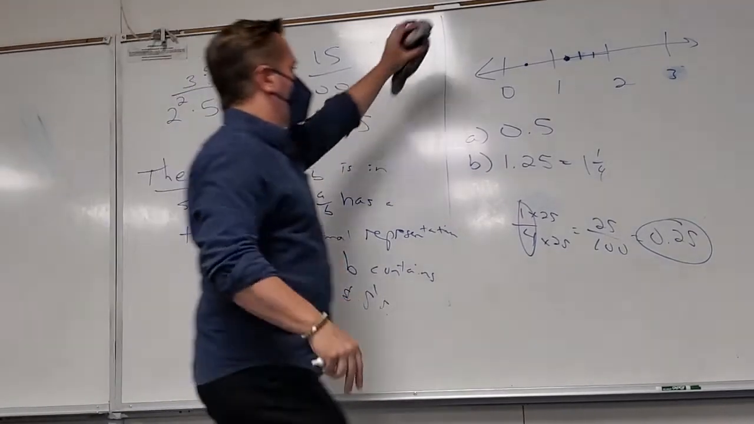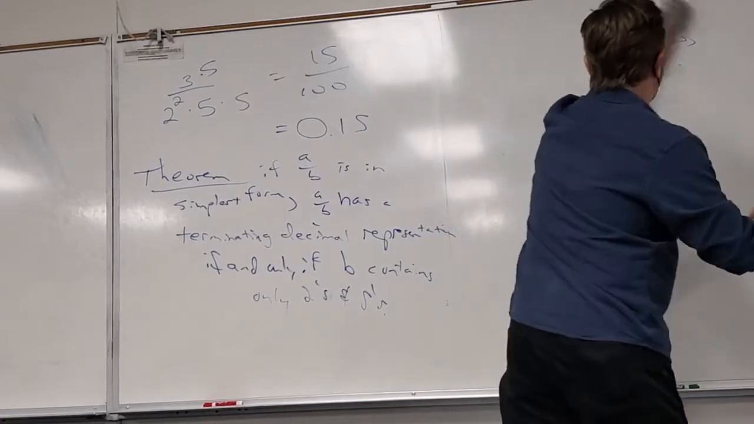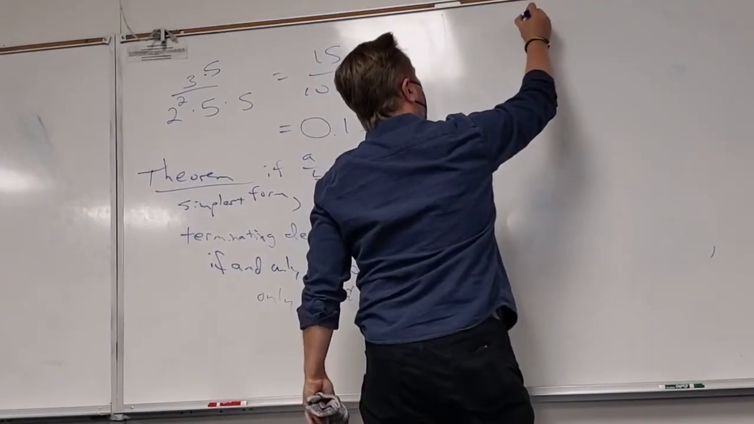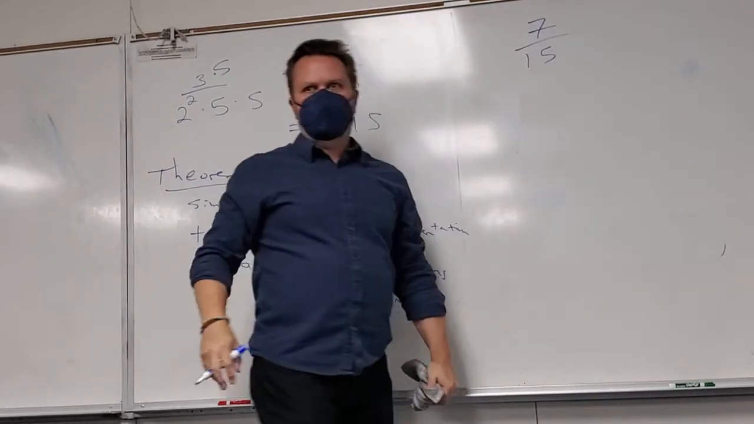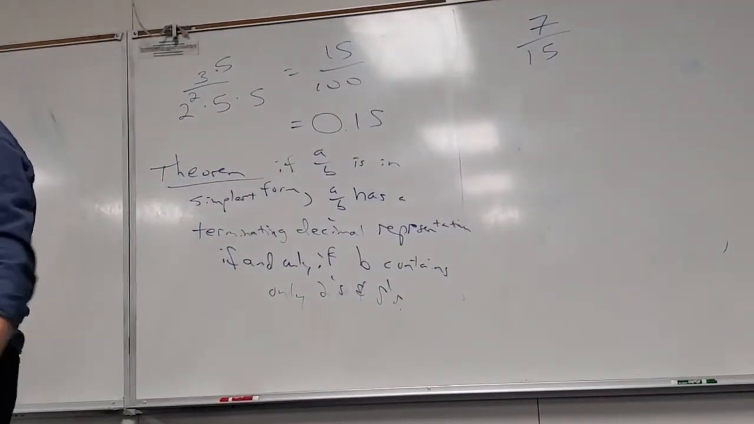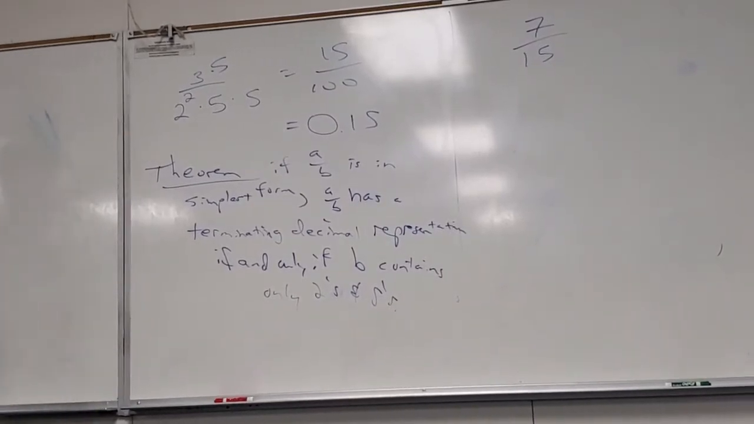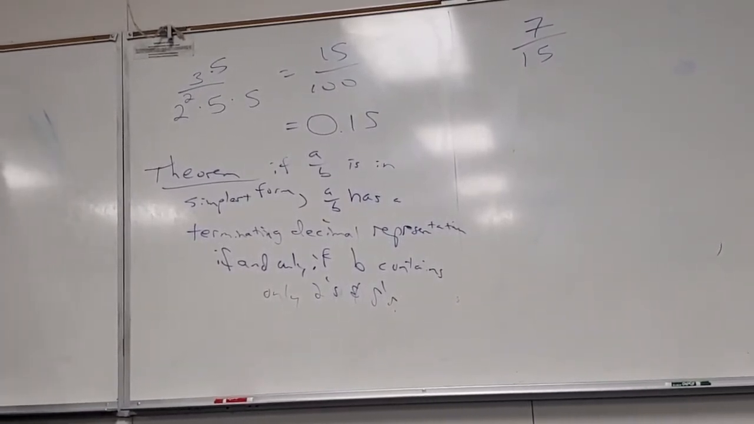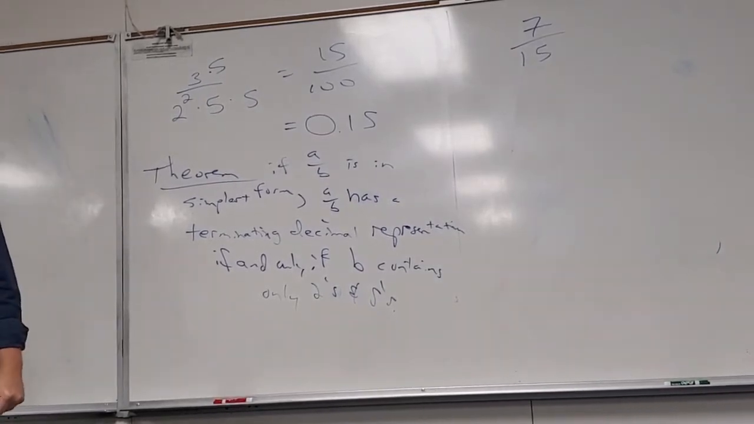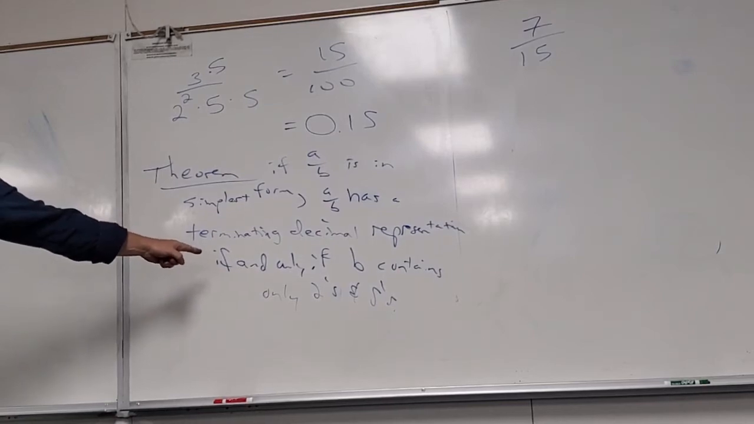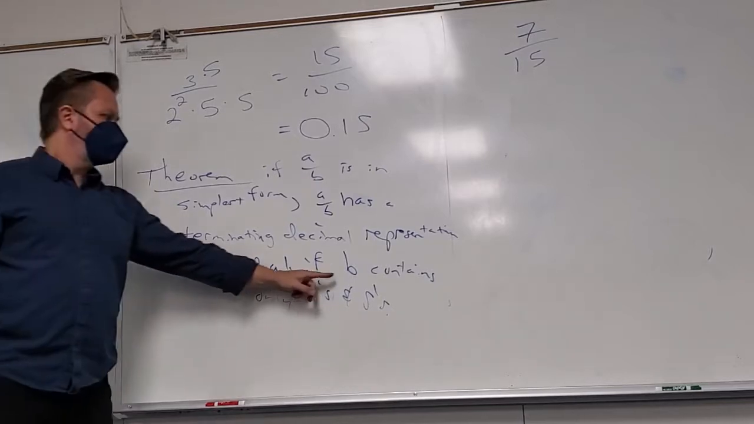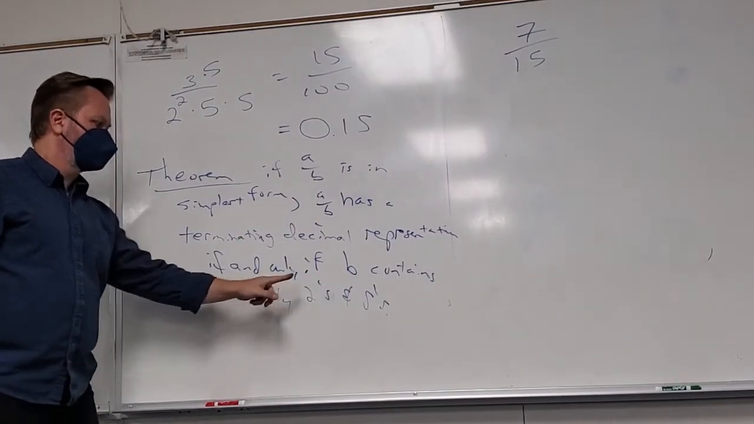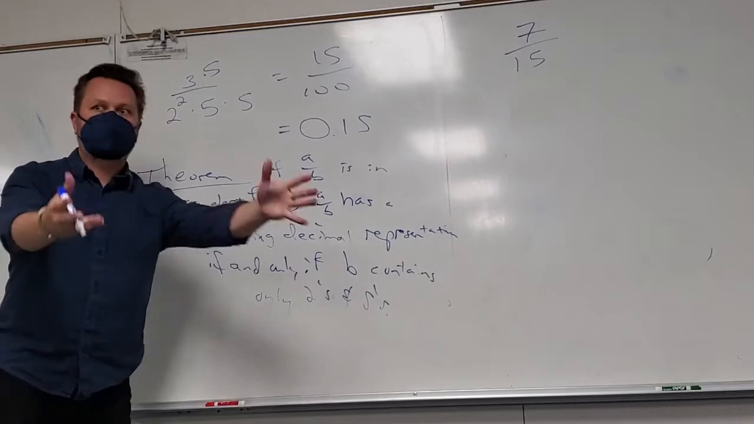So watch this. If I have this fraction here, 7 over 15, will that have a terminating decimal representation? What is the bottom made of? 5 and 3. Can't do it, right? Do you see what that says? If B contains only 2s and 5s, because that's how you make a bunch of 10s.